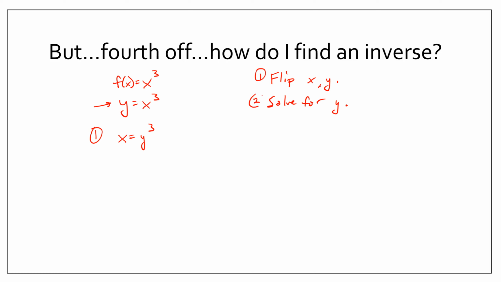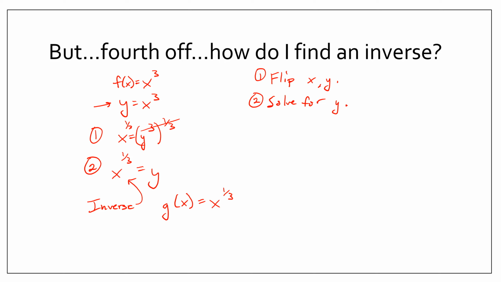Second step, I need to solve for y. In this case, solving for y means I'm going to take both sides to the 1/3 power or take the cube root. Either one, same thing. Here this cancels and I'm left with just y equals x to the 1/3. And that's my inverse function, right? So this is my inverse. My inverse is x to the 1/3, which we already knew, but this is a way you can solve for it. So g of x, my inverse, is x to the 1/3. I flipped the x and the y, and then I solved for y, and that gave me the inverse.